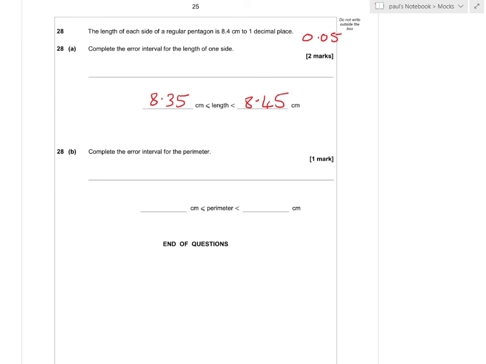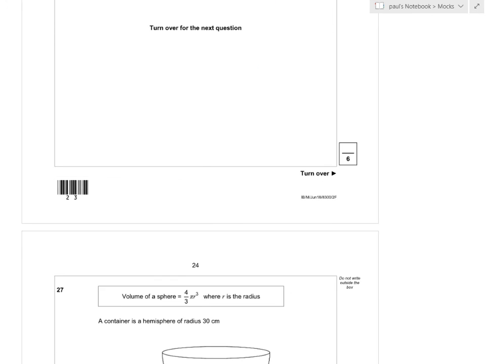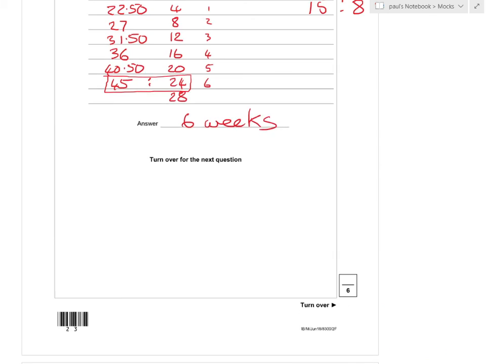Then we've got the length of a regular pentagon. So now we can multiply this by 5. 8.35 times 5 is the smallest. 8.35 times 5 is 41.75. And this is 8.45 times 5. So 8.45 times 5 is 42.25. Okay, end.